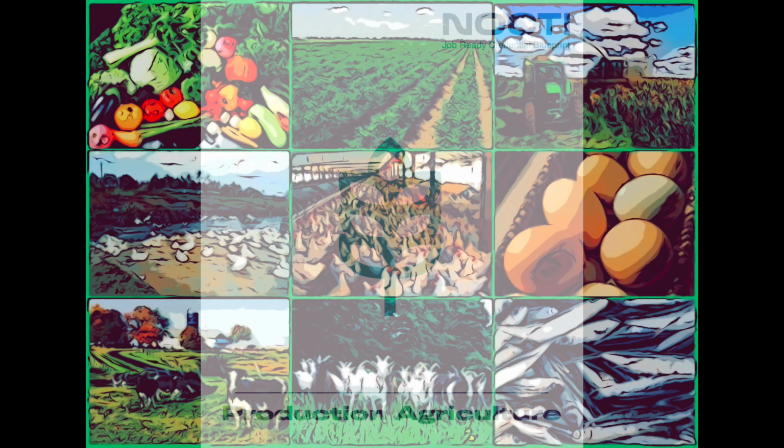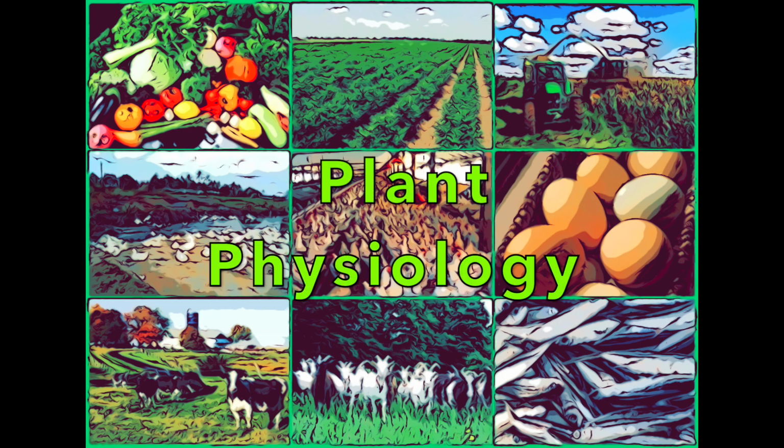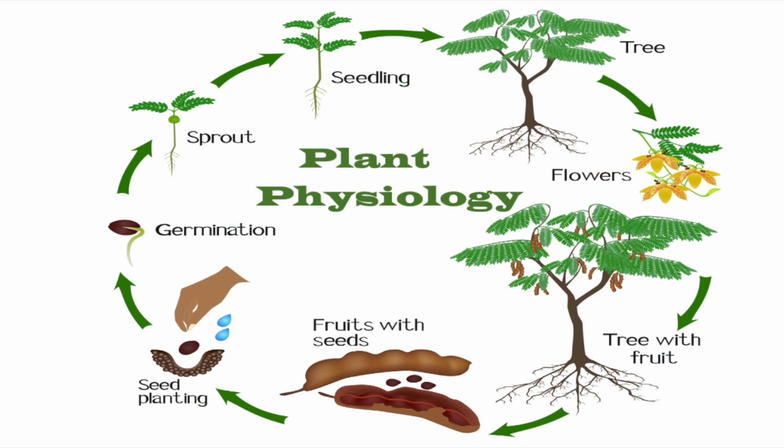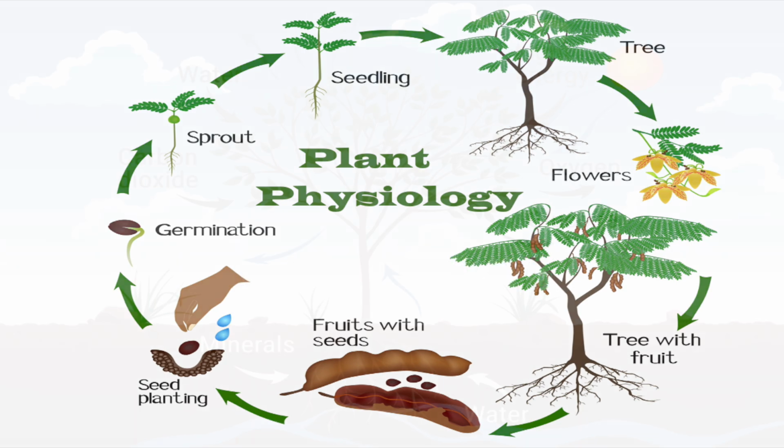This microcredential deals with plant anatomy and physiology and consists of 5 targeted skills. This targeted skill deals with plant physiology. Plants play an integral part in this world. Plant physiology is the branch of science that investigates the functions or jobs of plant structures.